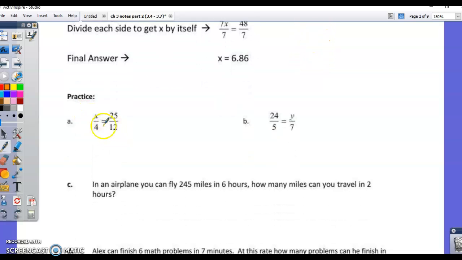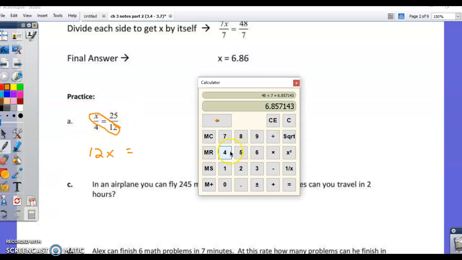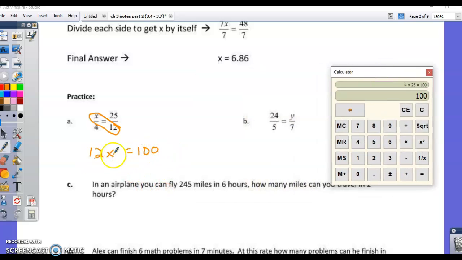All right, I'm going to say 12 times x, which would be 12x, and set that equal to 4 times 25. Use your calculator if you need to. 4 times 25 gives us, of course, 100. And now we're just solving for x here. So how do I undo this? I divide by 12. So x equals 100 divided by 12, which gives us 8.3 repeating. And that would be my solution there.